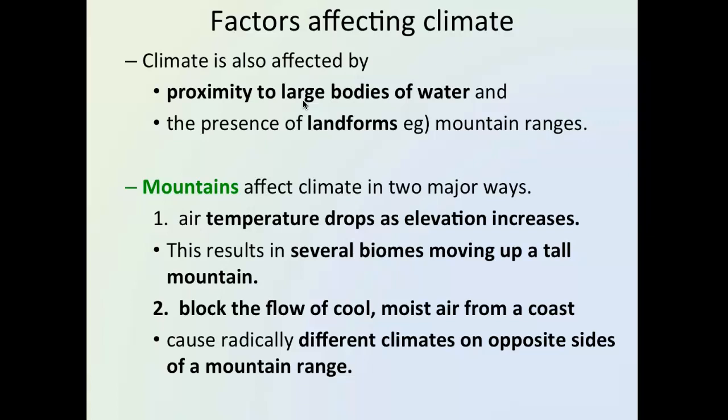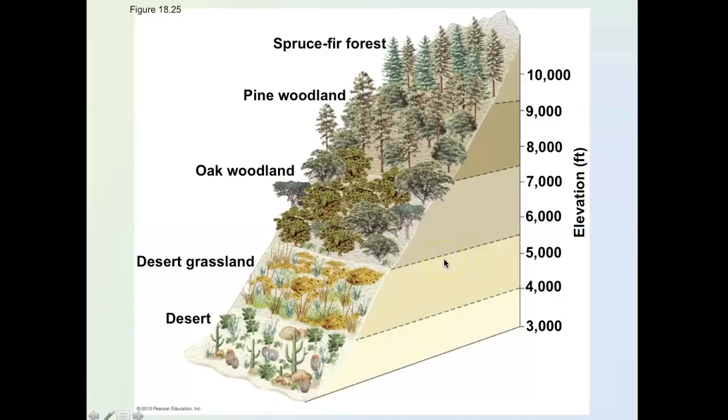All right, and the presence of landforms, right? So mountain ranges, for example. Mountains are really important when you talk about climate because there's two things about a mountain. Number one is elevation, obviously, right? As you go up the mountain, the temperature drops and you can actually have several different biomes moving up that mountain. So let's take a look at this picture, right?